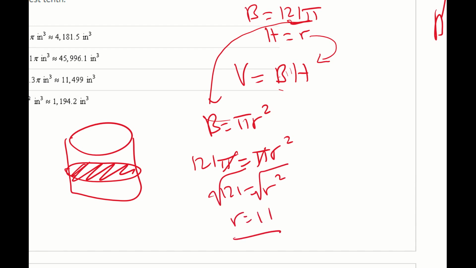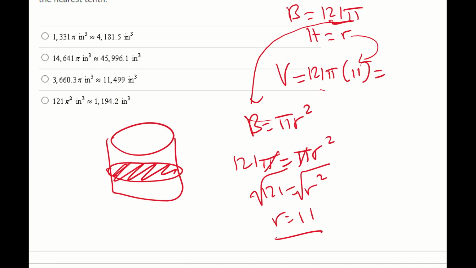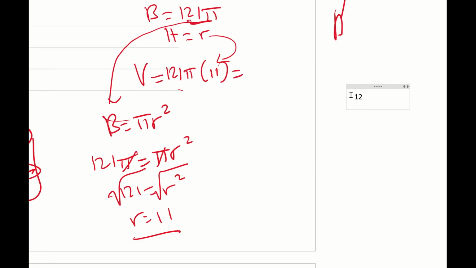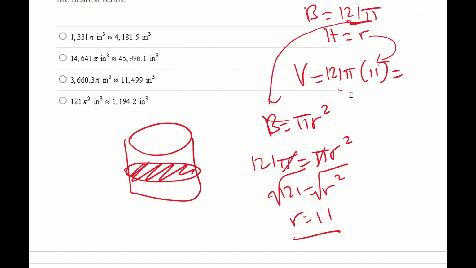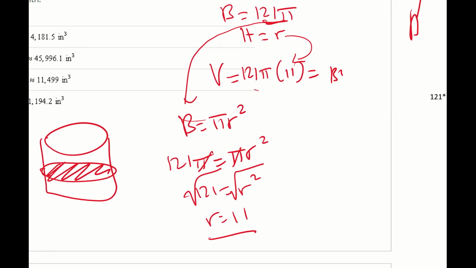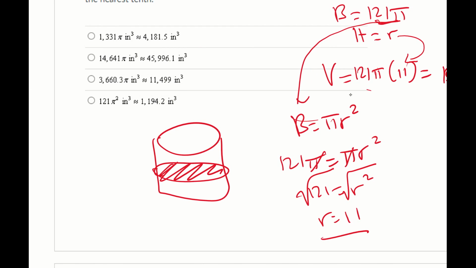Okay, so now we can go ahead and plug this in. This is 121 pi, and the height is equal to the radius, so I can replace the height with 11. And so if I did that, I would get 121 times 11, which should be 1331. We'll type it in here. Yes, it is. So we got 1331 pi inches cubed. And so the answer is A.